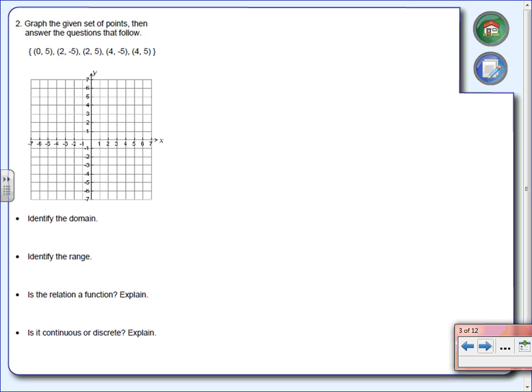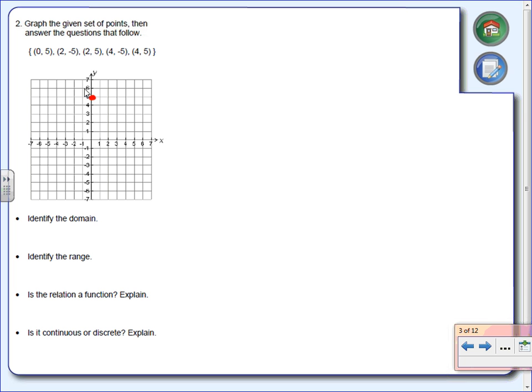We're looking at number 2. Let's take a look at number 2. Number 2, they've given me a set of ordered pairs, and the first thing they want me to do is plot each of these points. So that should be fairly easy. First thing we're going to do is find 0, 5. Wherever it is, let's put a dot. There it is, 0, 5.